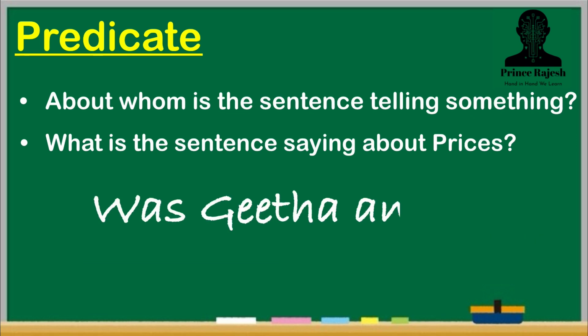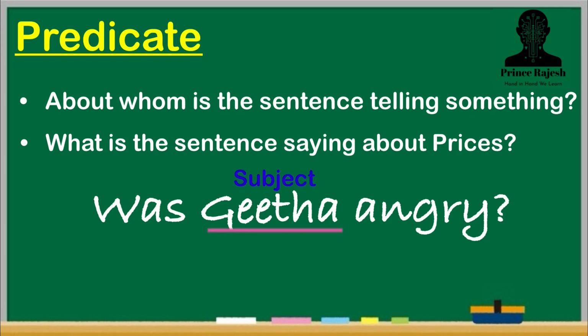Was Geetha angry? About whom is the sentence asking something? The sentence is asking something about Geetha, so Geetha is the subject here. What is the sentence asking about Geetha? The sentence is asking was angry. So, was angry is the predicate.